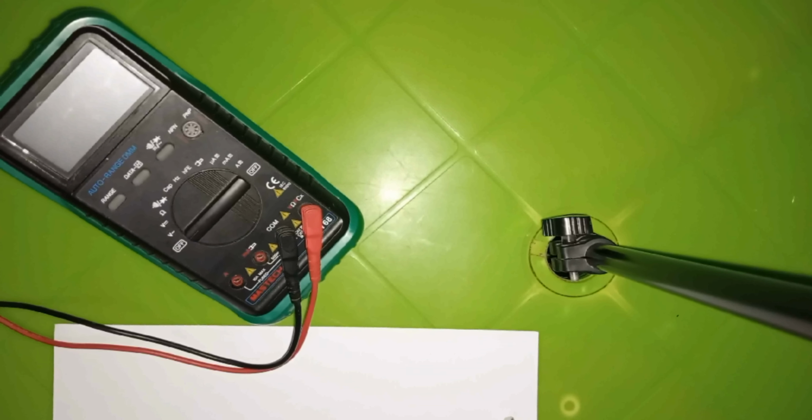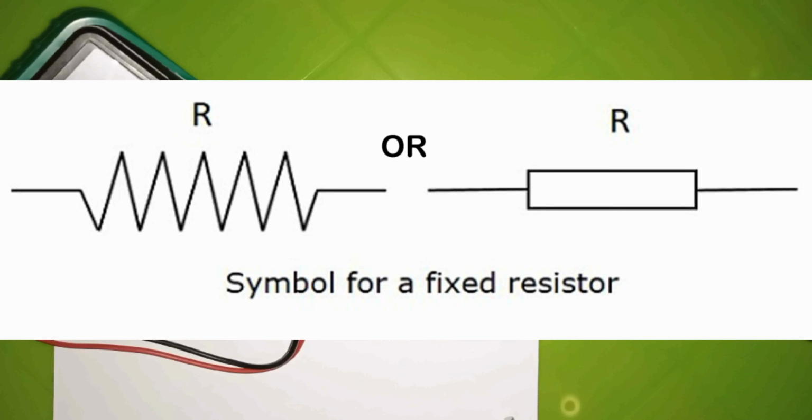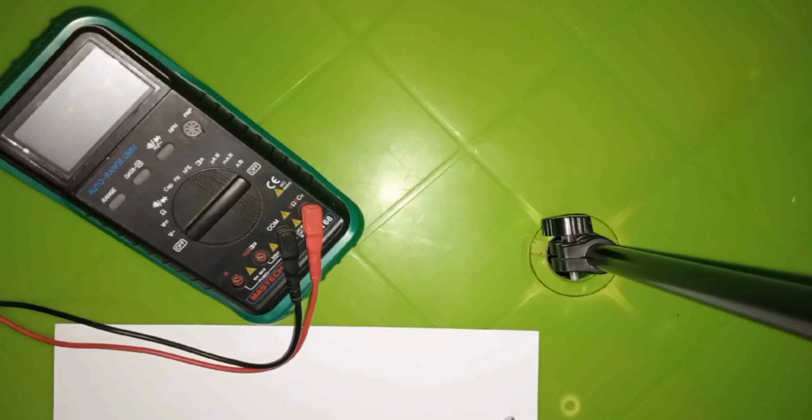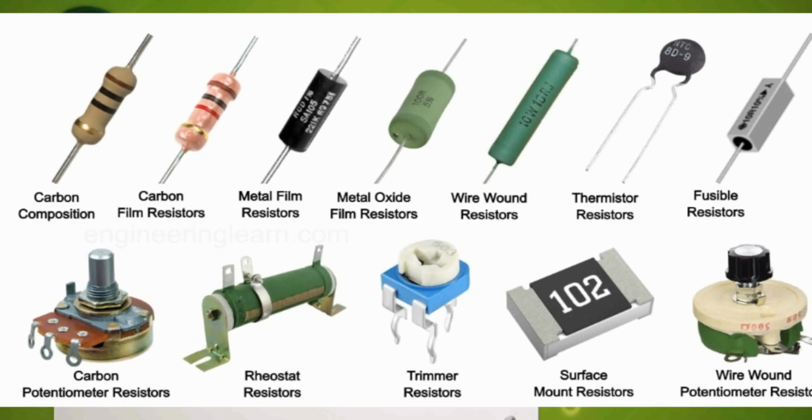Now you can see there on the screen the symbol for the resistor, and it's important to know it so that in case you see it in any circuit diagram, it will be easy for you to know that it is a resistor. Now we have various kinds of resistors. This is based on their design or based on the material used in making them.